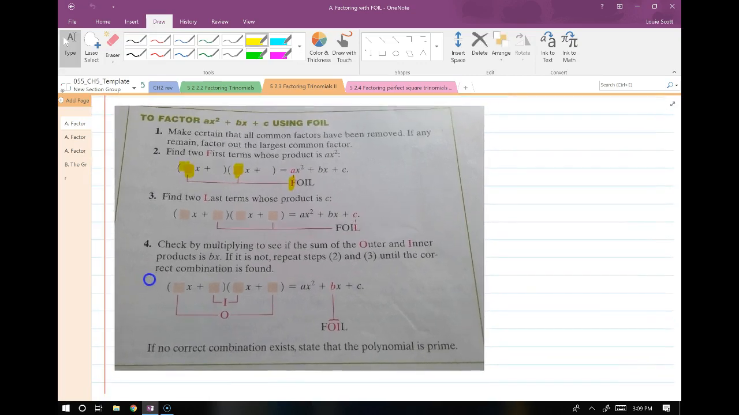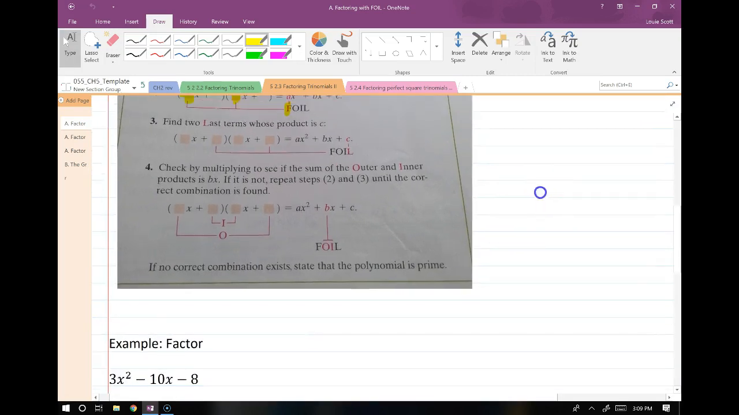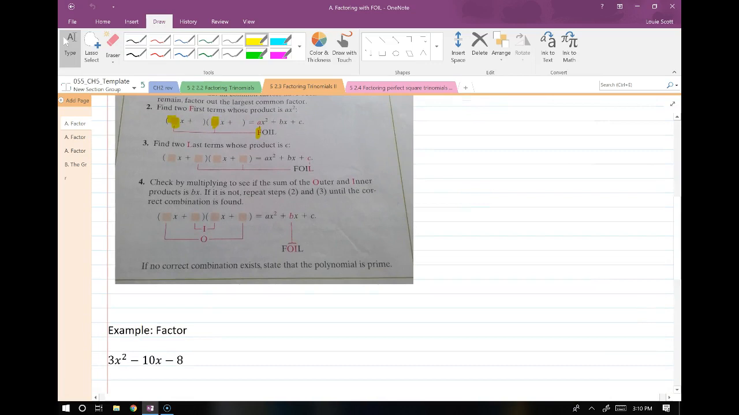We are going to use these steps in the guess and check for this first example right here: 3x squared minus 10x minus 8. We create our factors just like we did with the last types. We fill in the x's right here, but we need to come up with coefficients in front of these x's. The product of those coefficients has to equal the coefficient of the x squared, so the product of these two numbers must equal 3. The only options, since 3 is prime, are 3 and 1. I know that's not going to change.